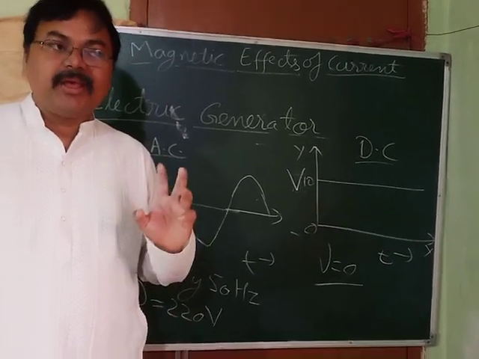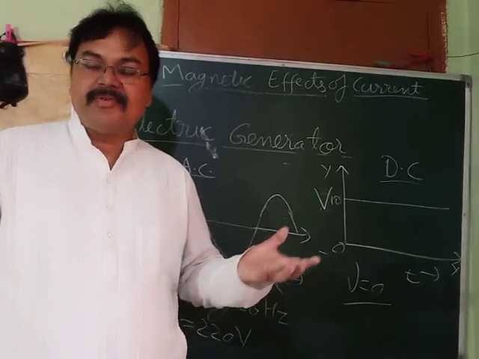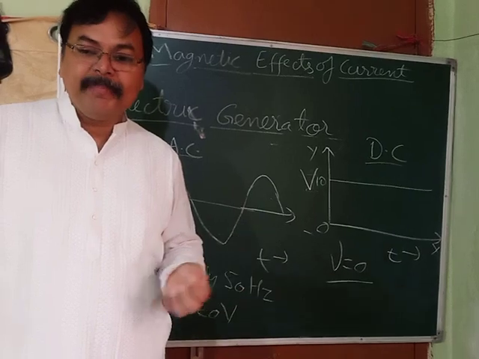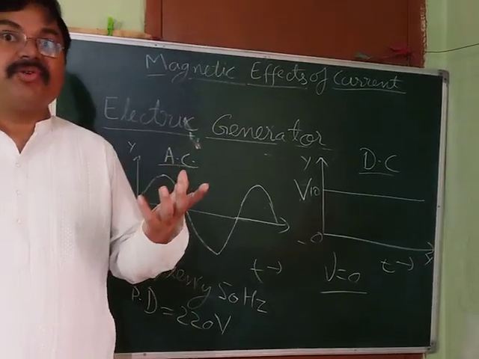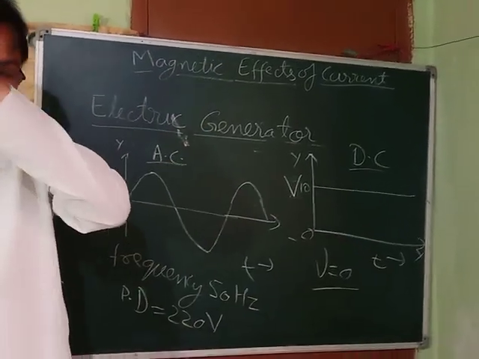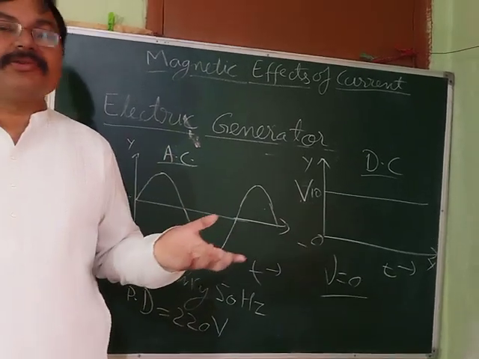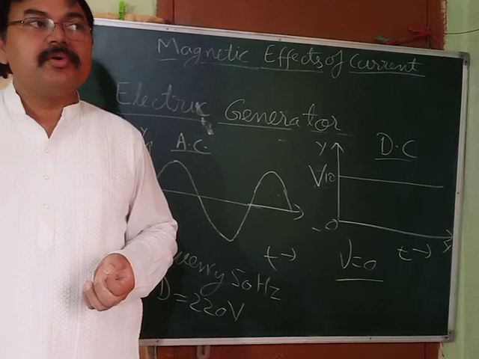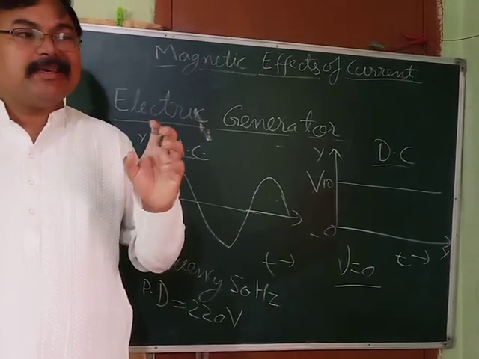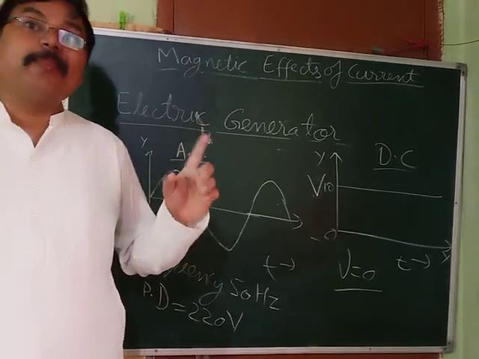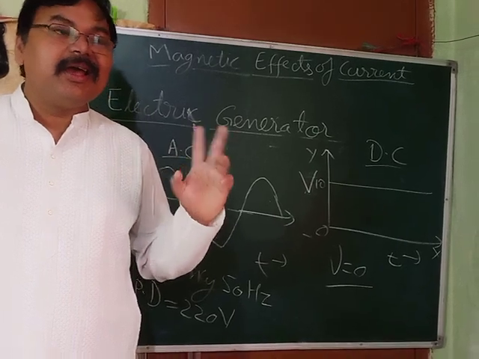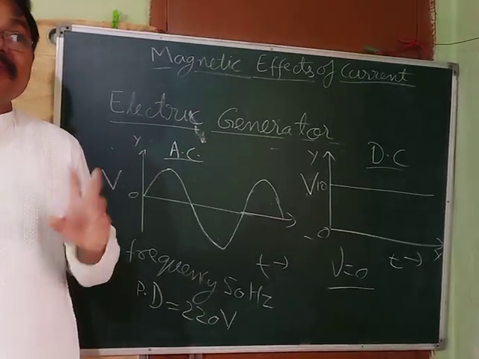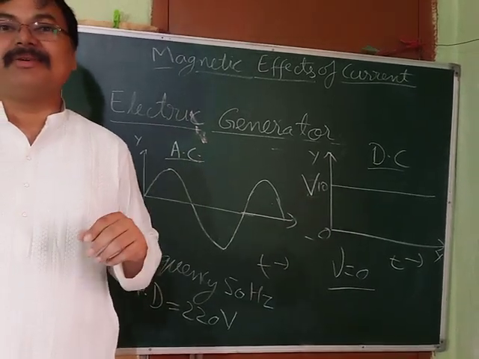See, AC, first, we know it is very harmful. We can get shock out of it. If we are touching it, it can give shock to us, and it can also take the life. Second point is that AC cannot be used for electroplating or electrolysis, which you have studied in chemistry. We use battery for that, not AC.